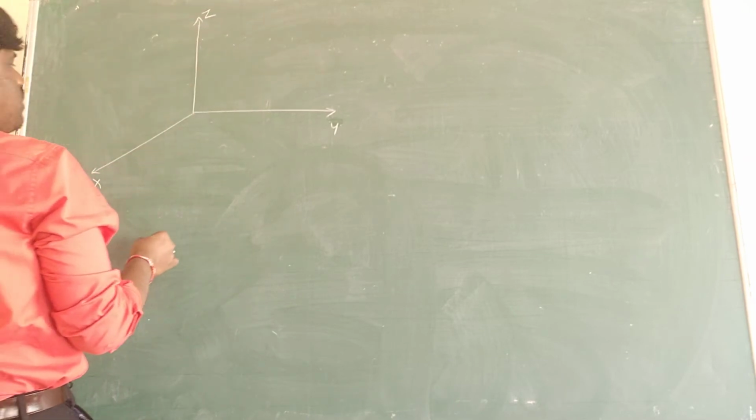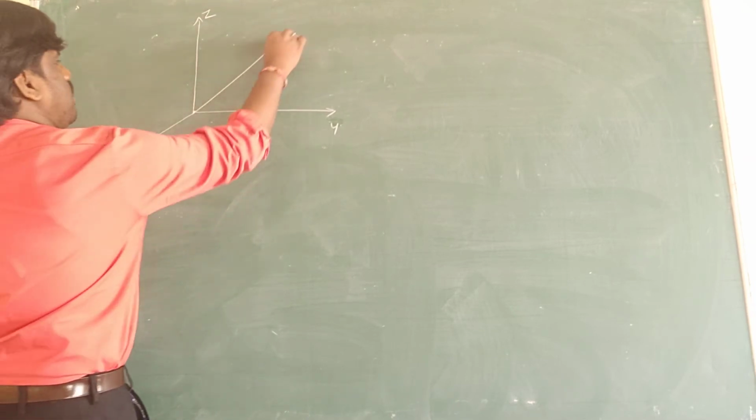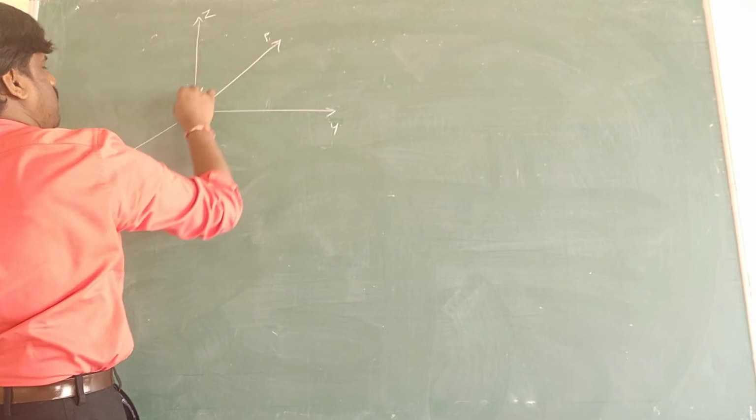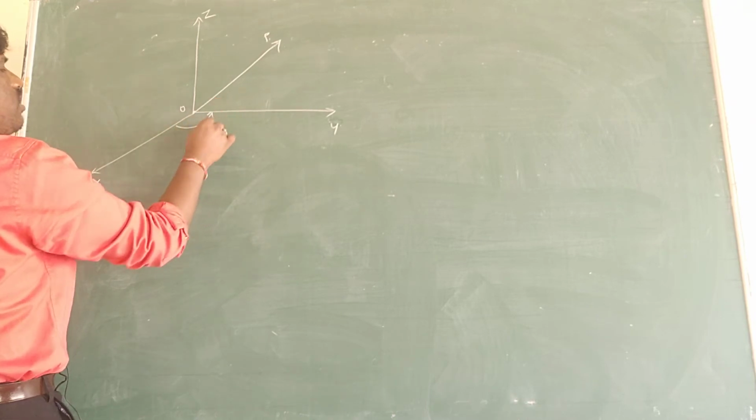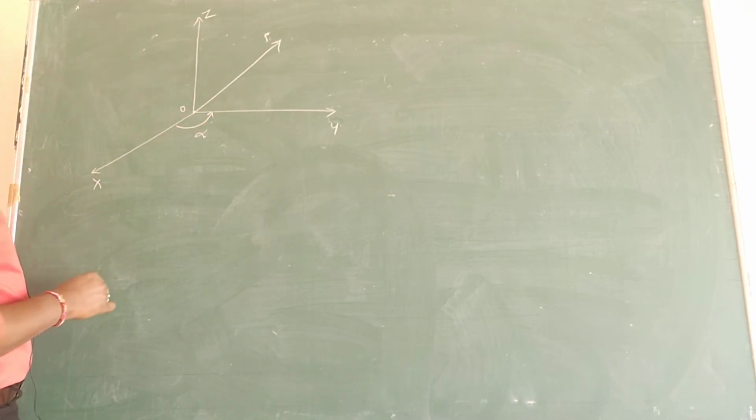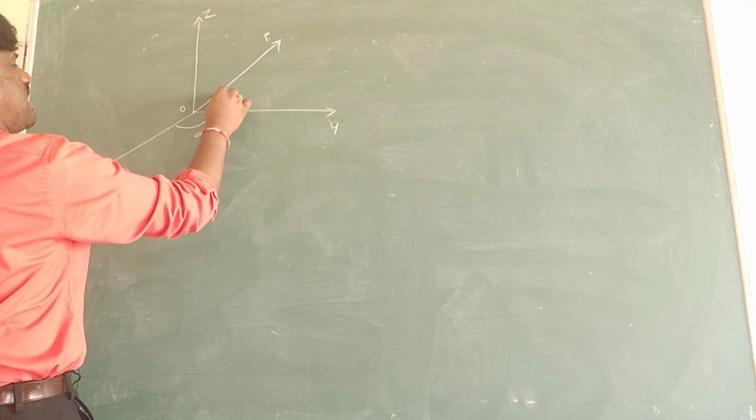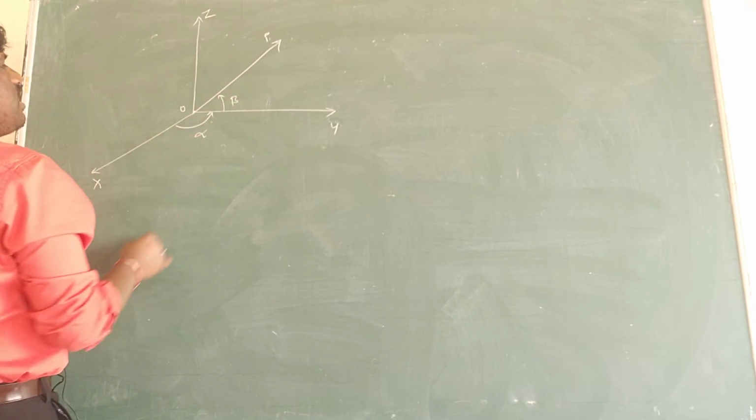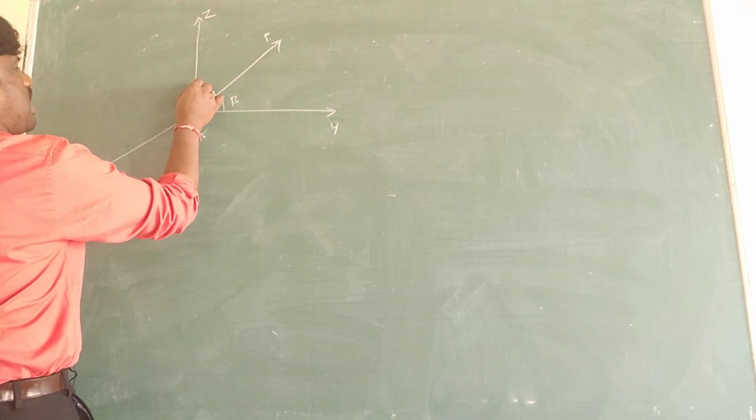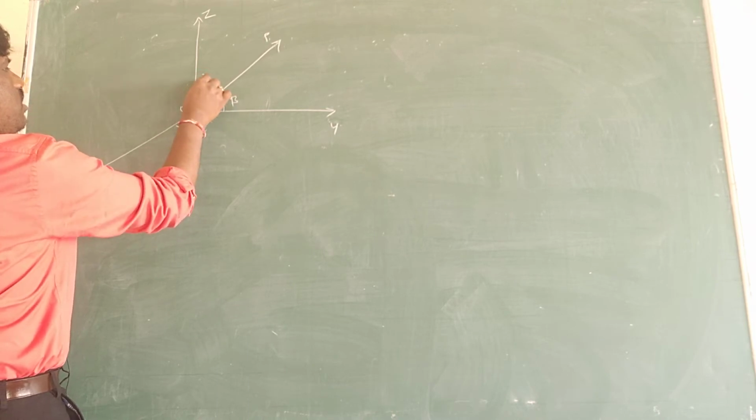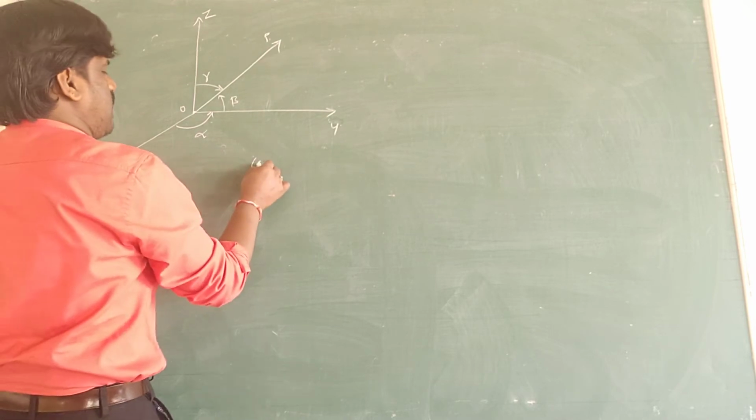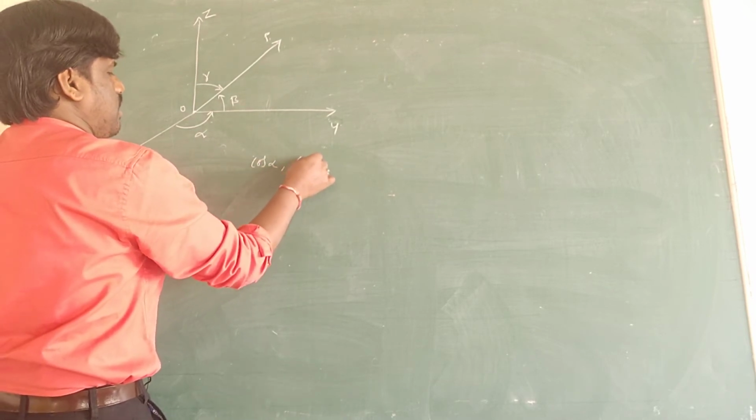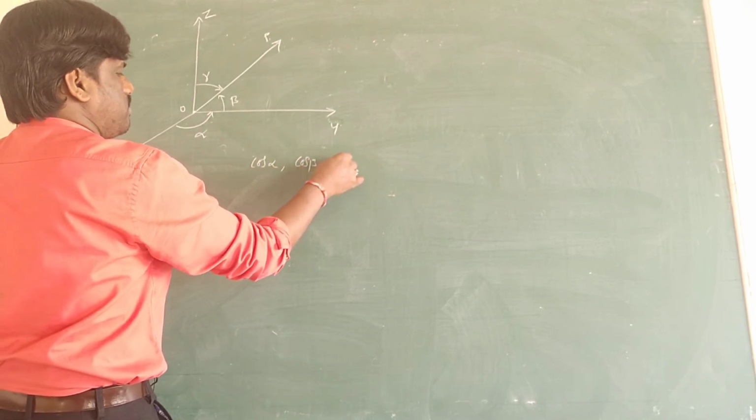So here a line, or a vector, which makes an angle with the x-axis is called alpha. A line which makes the angle with the y-axis is called beta. A line which makes the angle with the z-axis is called gamma. And these angles are represented by cos alpha, cos beta and cos gamma.